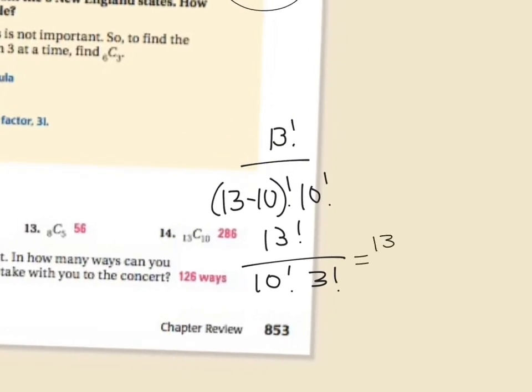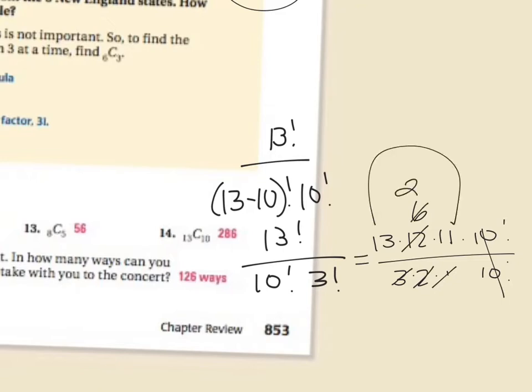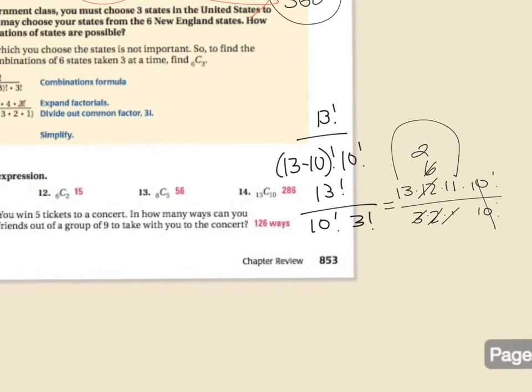No, so you'd have 13, 12, 11 times 10 factorial, and then the 10 factorials would cancel, but this is still 3 times 2 times 1. So obviously the 1s can get canceled. 2 can go into 12 6 times, 3 goes into 6 2 times. So I'd have to do 13 times 11 times 2, or 13 times 2 times 11, 126.